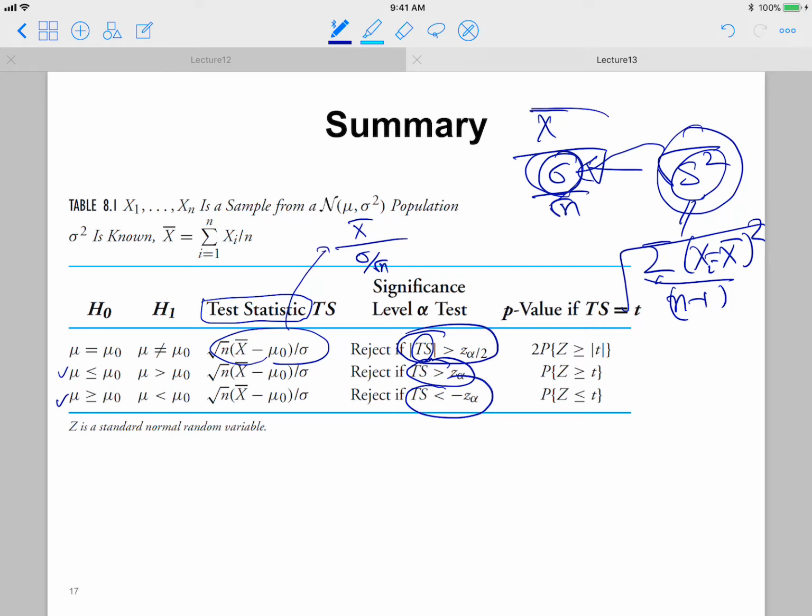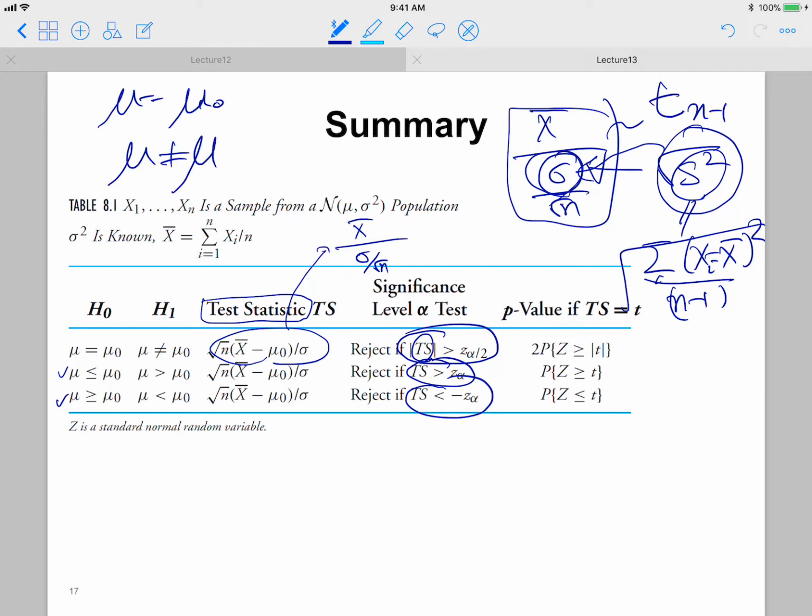In that case, this distribution will change into what? T distribution. And what is the degree of freedom? Degree of freedom will be n minus 1, right? And then we can consider this alpha value. If it's a two-sided test of having mu equal to mu 0, and the other one is simply not equal, it corresponds to a two-sided test. And if it's a one-sided test, it's just simply changing the distribution from standard normal random variable into this t distribution.